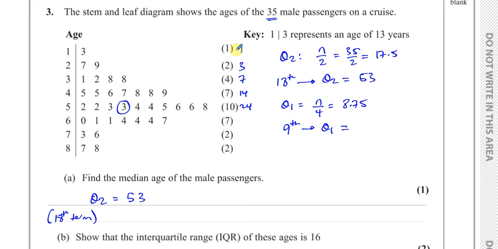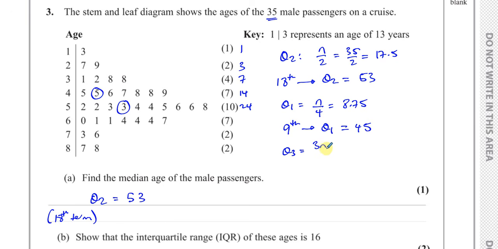So the 9th term, if you look at this, by the time you got here, you're at the 7th term. That's the 8th. That's the 9th. So this is the value of Q1, which is 45. So 45 is Q1. So we need to also find what Q3 is, which is the upper quartile.